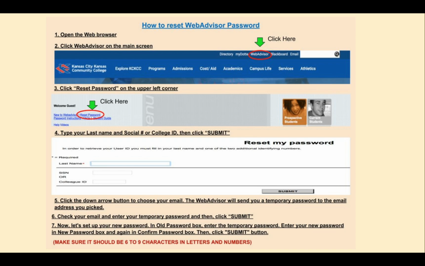What I have here is a set of instructions on how to reset the password for WebAdvisor, our college portal site. This is what I created with Google Draw as a part of the assignment in my previous class. When I created this, my objective was to cram everything into one picture. I wasn't thinking cognitive load.